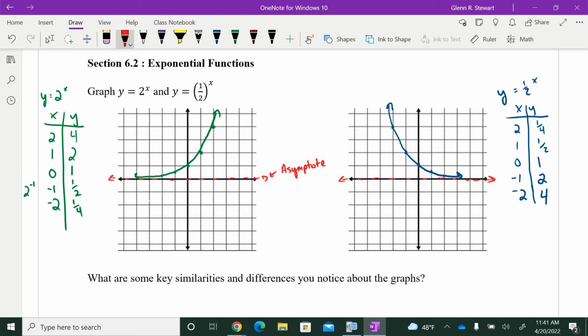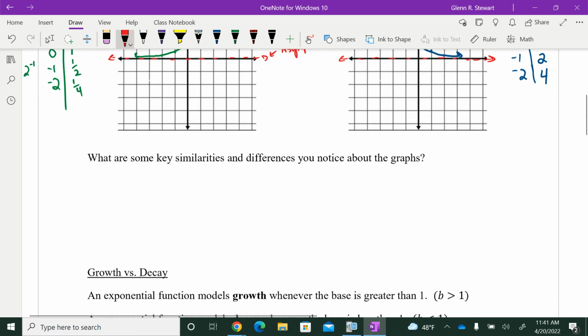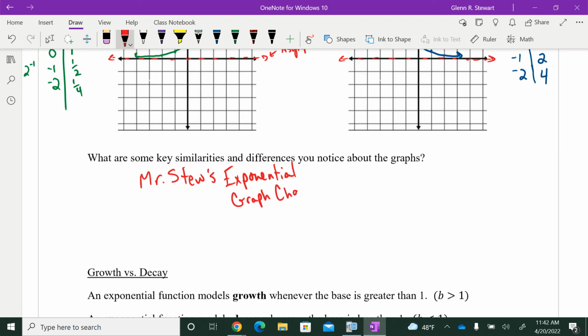Based off of this, the one thing that I want you to take away from it is there is a shortcut method to describe basically all of the standard exponential graphs with an XY chart. So I'm just going to call this Mr. Stew's exponential graph chart. It has such a cool name, doesn't it?